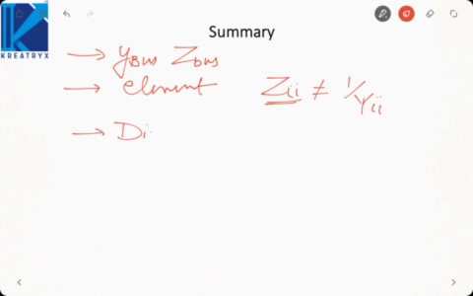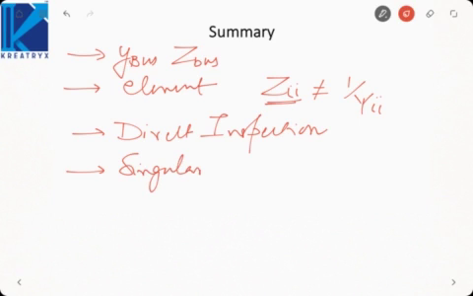Then we saw the direct inspection method, in which I told you that Y bus is a symmetric matrix, Y bus is a sparse matrix, and we calculated the percentage sparsity. We saw that diagonal elements are the sum of the admittances, off diagonal elements are the negative of the admittance between the two buses. Then the next method we saw was the singular transformation method, in which we took care of the mutual impedances between the two transmission lines. And remember, the sum of the elements in a row is equal to the admittance between the bus and the ground. In the next lecture, we will see some problems based on construction of the Y bus matrix.